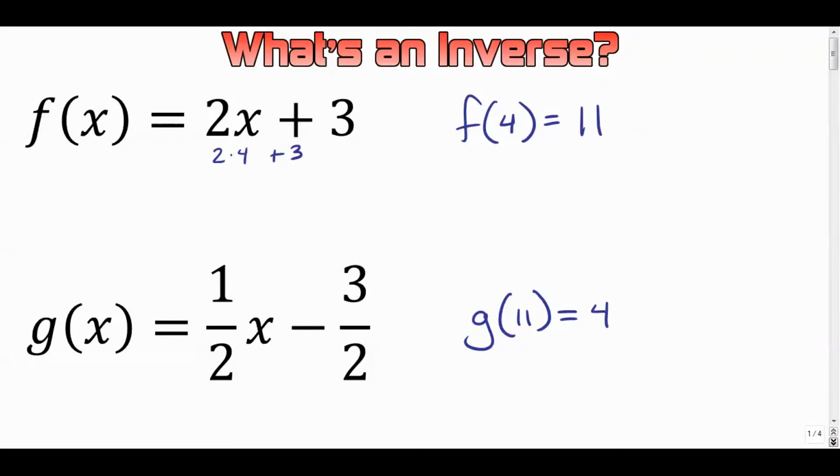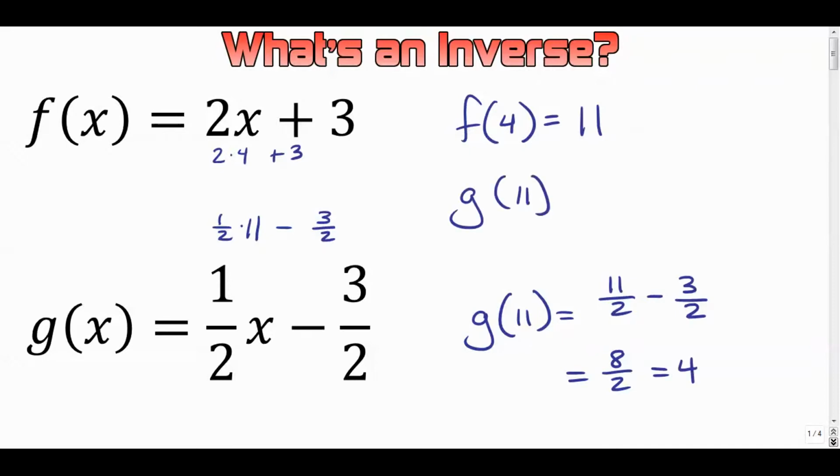That's really what an inverse does. Let's check. So if I plug in 11 here, half of 11 minus 3 over 2. I'll just do some simple arithmetic here. 11 over 2 minus 3 over 2, well, that's just 8 over 2, that's 4. So you can see g of 11 is 4. f of 4 is 11, g of 11 is 4. When that's the case, these are inverses of each other.